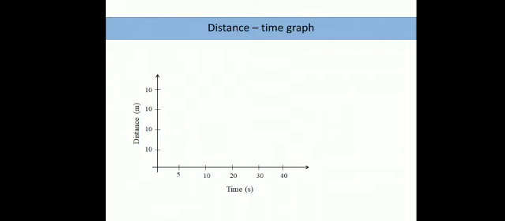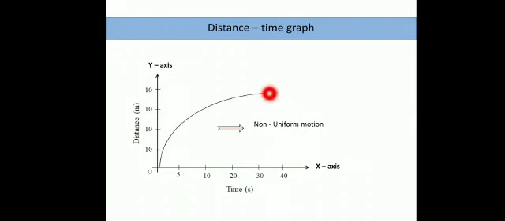How does a distance-time graph of non-uniform motion look? On the x-axis we plot time, and on the y-axis we plot distance. Then non-uniform motion will be indicated by such a line. It is not a straight line, it is a curved line. Simply by looking at the graph we can see that when it has traveled a distance of 10 meters, the time taken is 5.